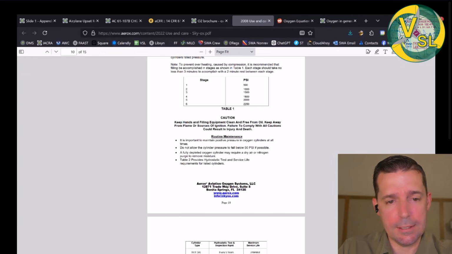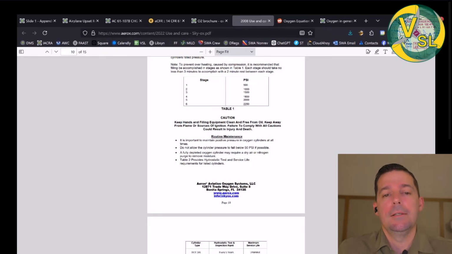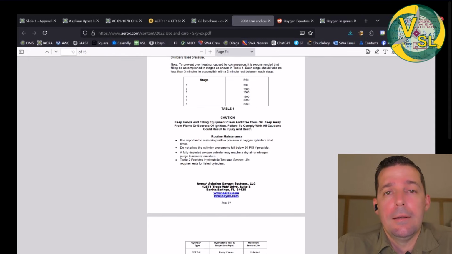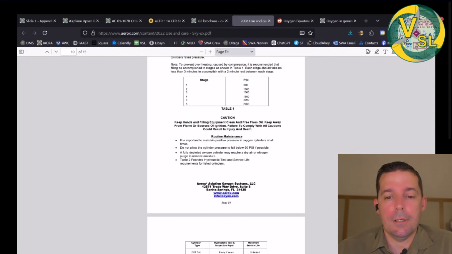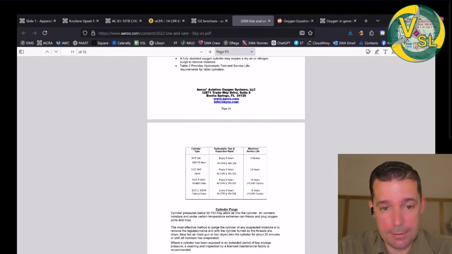So one of the things it says is do not allow the cylinder pressure to fall below 50 psi. In that case, if the cylinder drops below 50 psi, you might have the buildup of moisture in the tank. And now when you refill it, you've got moisture. Even though you have aviator's oxygen, you've introduced moisture to the system and you run into those freezing problems we talked about. And then table 2 here, this talks about the different CFRs.